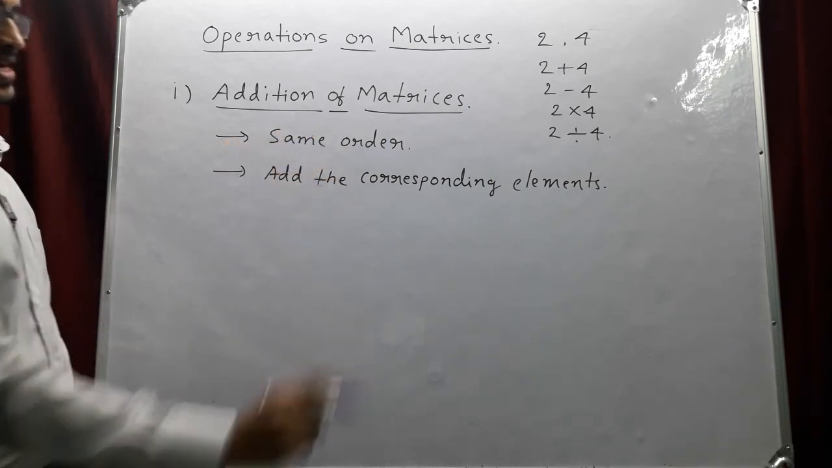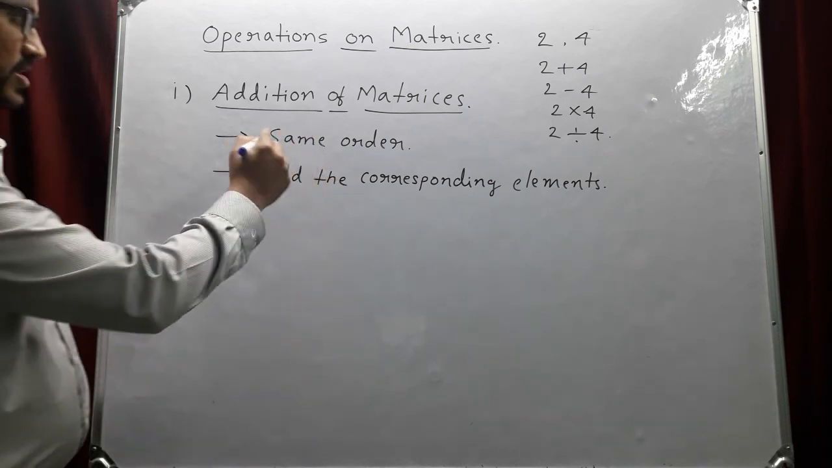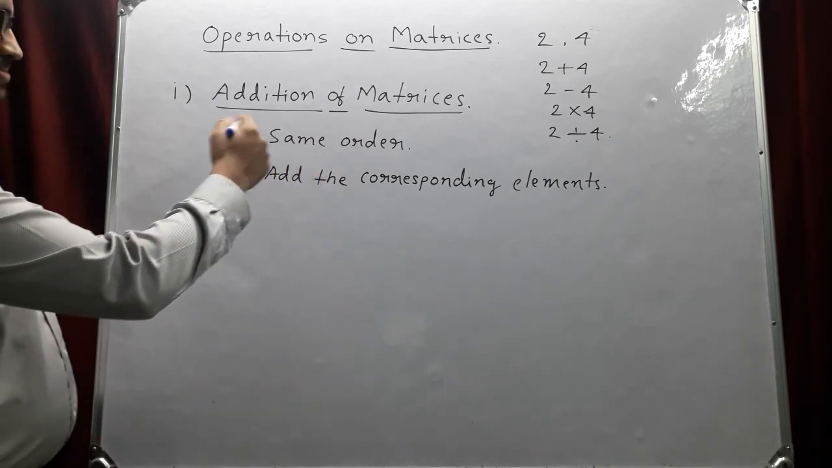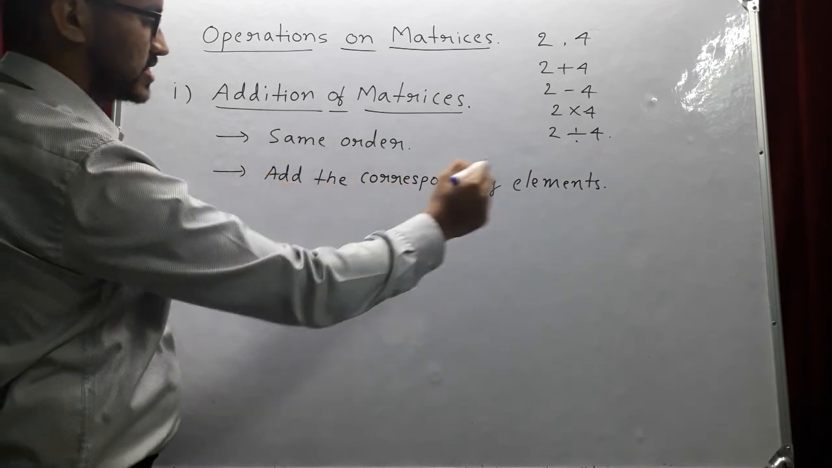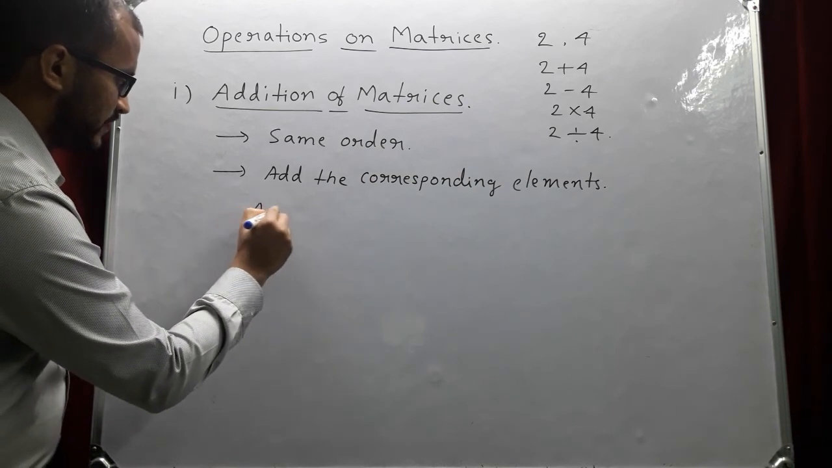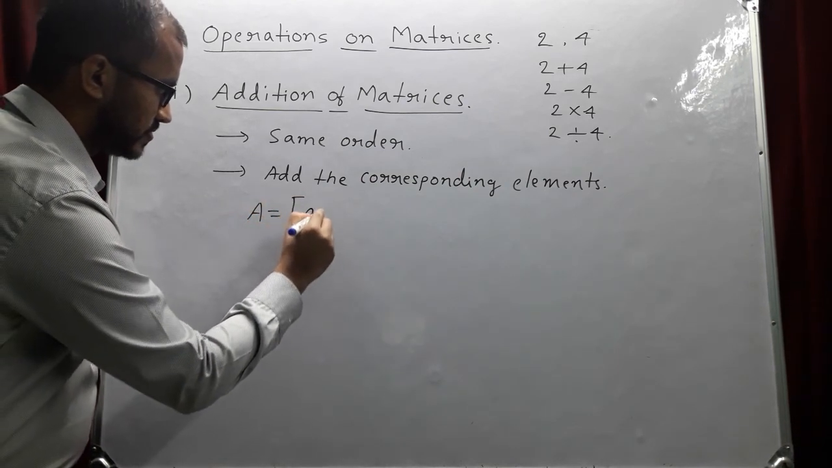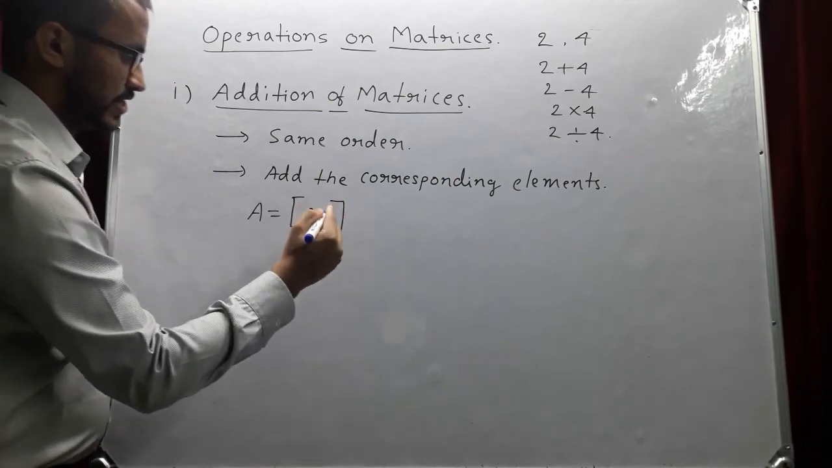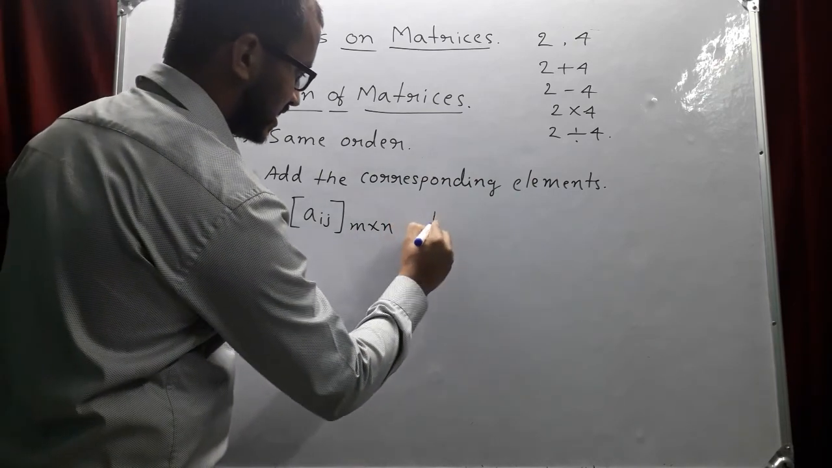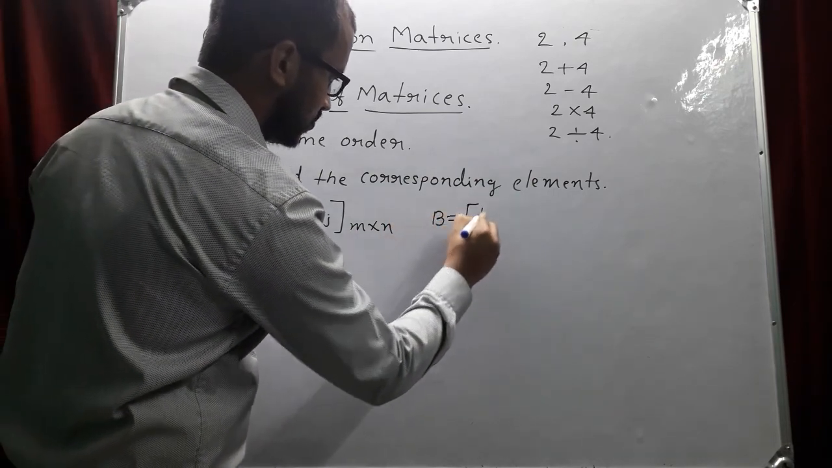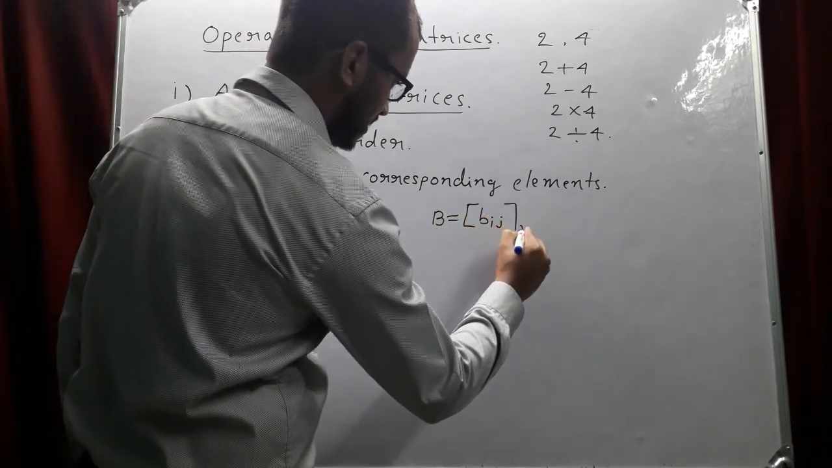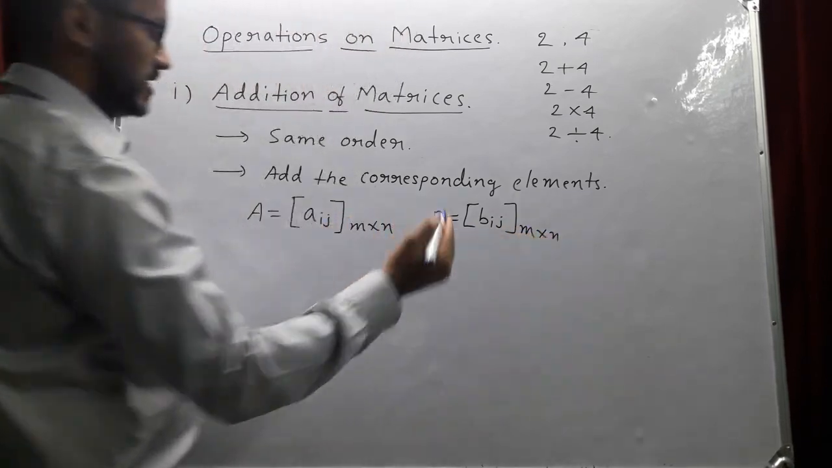So these two things we have to remember while adding matrices. First one is, to add any two matrices, they should be of the same order. Second one, how to add those matrices? We have to add the corresponding elements. Suppose consider the matrix A equals Aij. Let the order of the matrix be m by n. Consider another matrix B equals Bij. So here also the order of the matrix is the same, m by n.